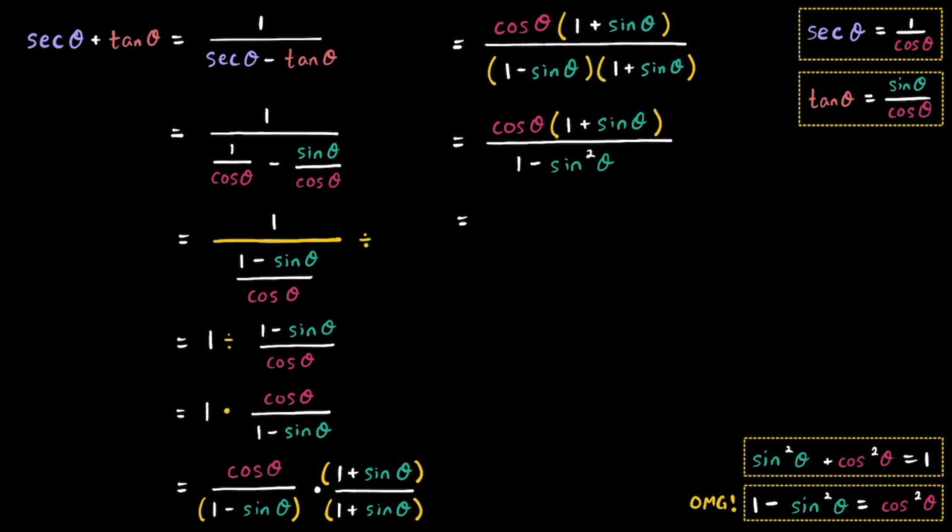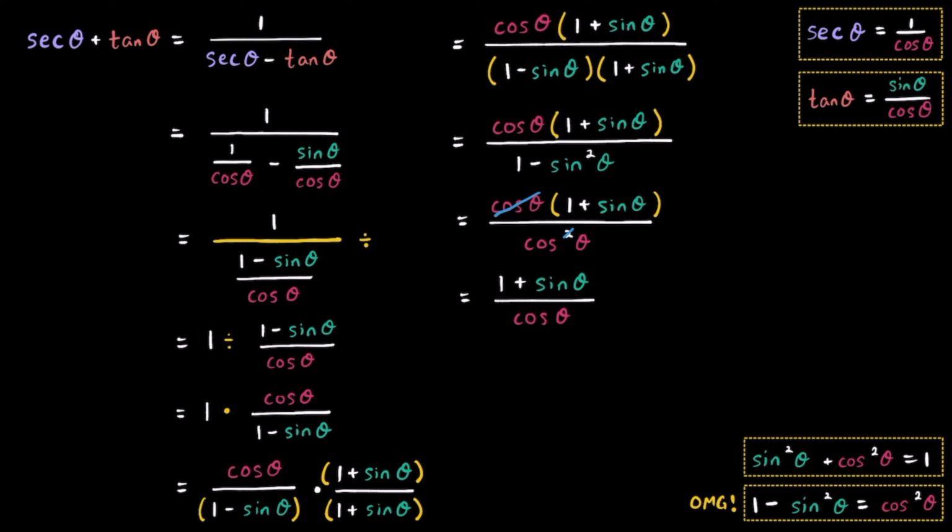So in the numerator, we're still going to have this cosine of theta times the quantity of 1 plus sine of theta. And for the denominator, we're going to swap out that 1 minus sine squared of theta for cosine squared of theta. Next, we're going to go ahead and simplify down this fraction by dividing top and bottom by their GCF of cosine of theta. And when we do that, we're going to be left with 1 plus sine of theta on top and just cosine of theta on bottom.